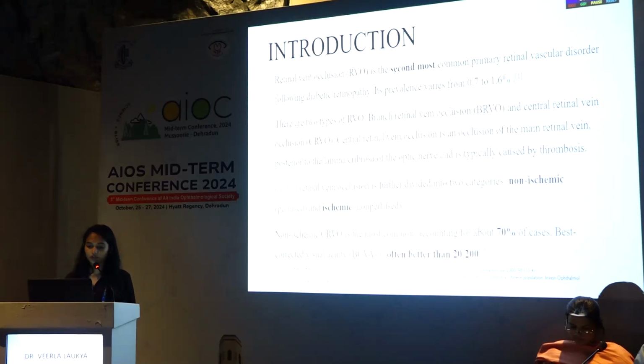There are two types of retinal vein occlusions, branch retinal vein occlusion and central retinal vein occlusion. Central vein occlusion is the occlusion of the main retinal vein posterior to the lamina cribrosa of the optic nerve and is typically caused by thrombosis. CRVO is further divided into non-ischemic and ischemic. Non-ischemic accounts for about 70% of the cases and the vision is usually better than 20/200.